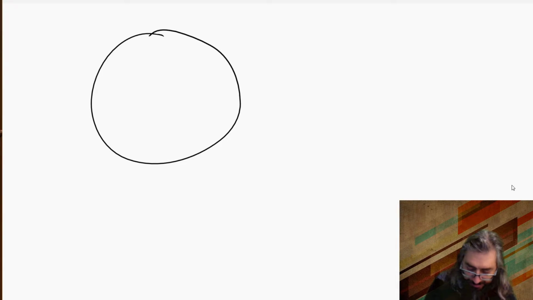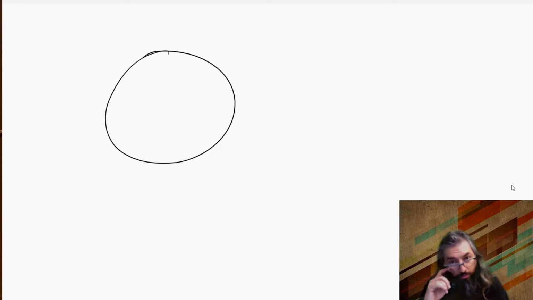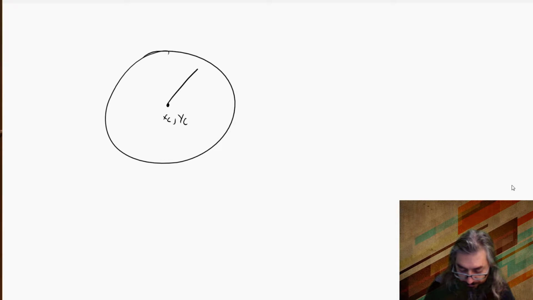So let's draw our circle back again, and let's think real quick, what are the things we know about a circle? We only need two things, according to Euclid, to define a circle. We need to know the center point, which I'm just going to call x center and y center. And then we need to know a radius of some sort. Those are the two really key aspects of any circle.